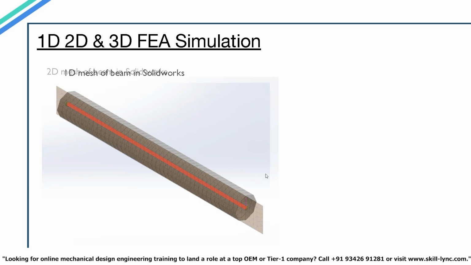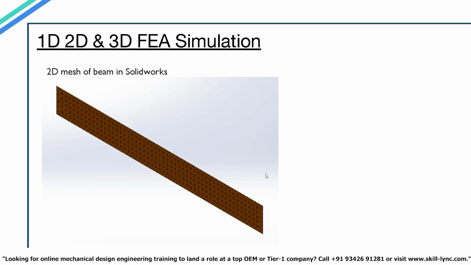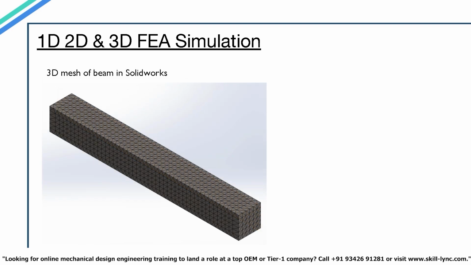If we discretize using surface elements such as triangles or rectangles, then it is considered as a 2D element. 2D meshing is generally done in SolidWorks using the shell option. The image shown on your screen is a 2D mesh of the same beam which we used for 1D meshing. And if we use solids like tetrahedrons or cuboids for discretization, it is considered as a 3D element. These elements are used to discretize 3D models and mesh them. We shall look into each of these types individually.